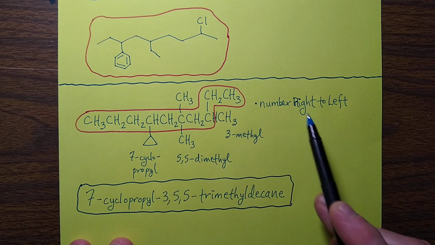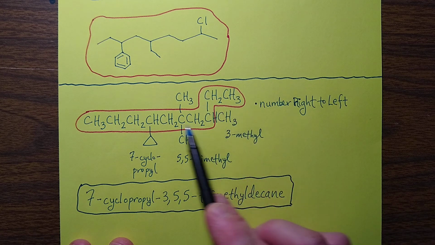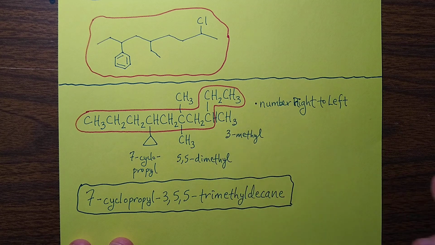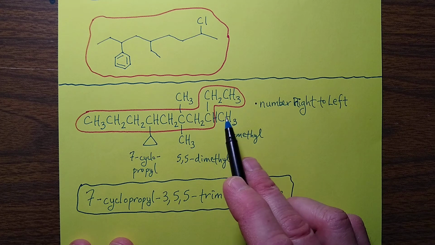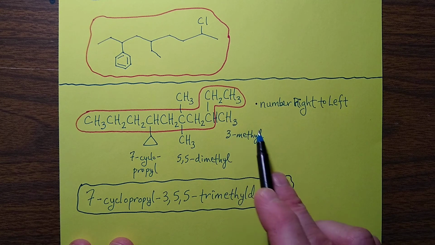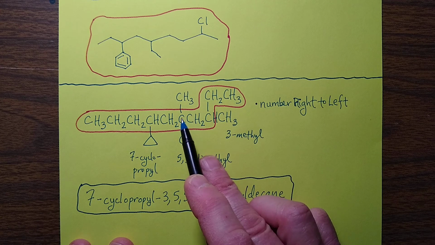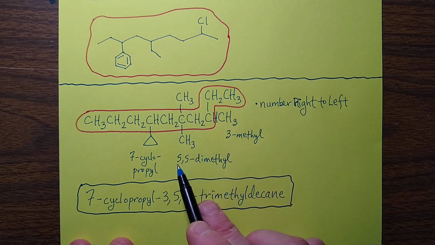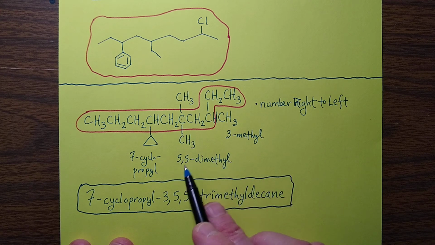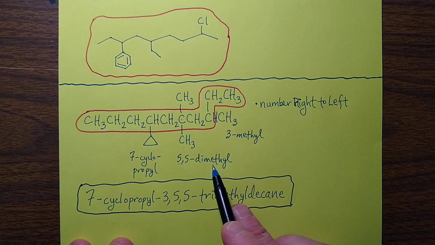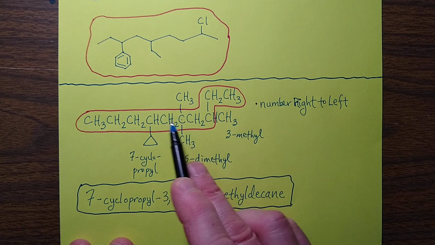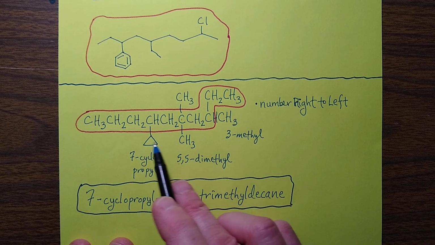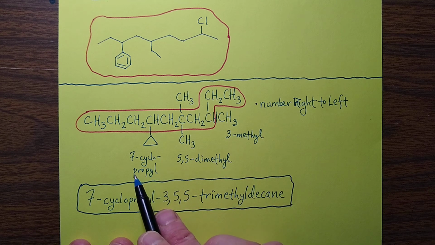So here's my longest chain. I number it right to left because my branching point would occur here. And I have at this 1, 2 at the 3rd position, I have a methyl. Let's see, 3, 4. At the 5th position, I have 2 methyl groups, so I call that 5,5-dimethyl, indicating not only there's 2 with the numbers, but there's 2 with the prefix for 2 methyl groups. And then at the 7th carbon, I have the cyclopropyl. That's a 3-carbon cycloalkane, so it's a ring of 3 carbons based on propane, propyl.